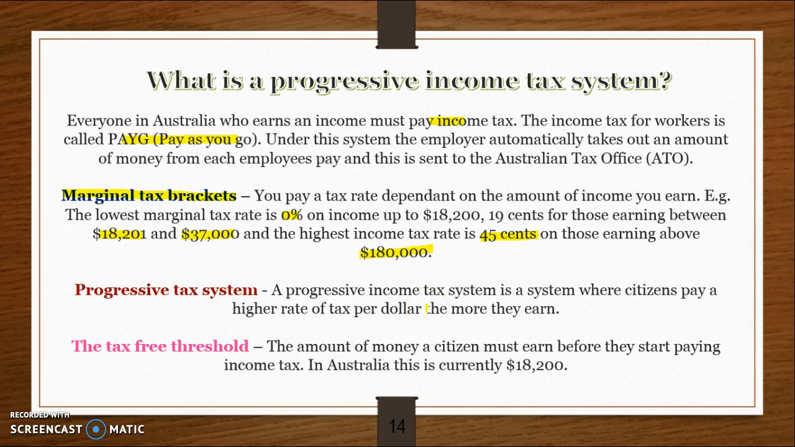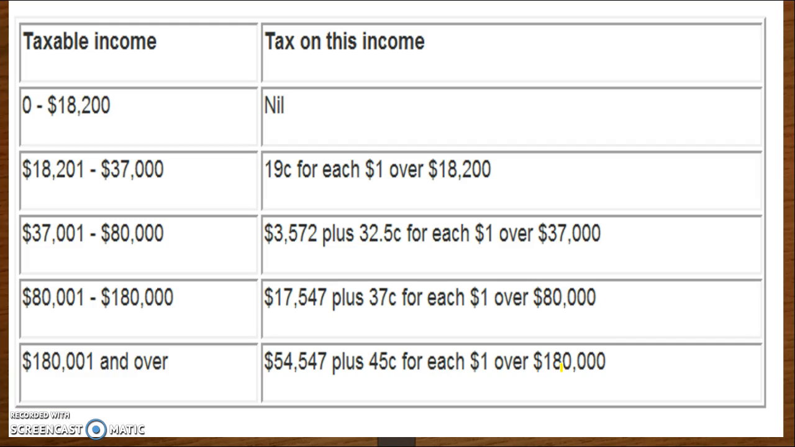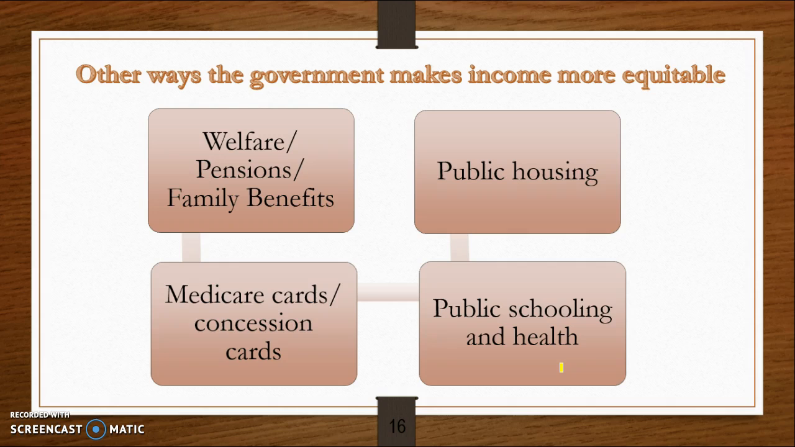A progressive tax system means that citizens pay a higher rate of tax per dollar the more they earn. And the tax-free threshold is the amount of money a citizen must earn before they start paying income tax. In Australia, the tax-free threshold is 18,200, which means you can earn 18,200 before you start paying tax. This is our brackets, and we'll talk about this a little bit later on.